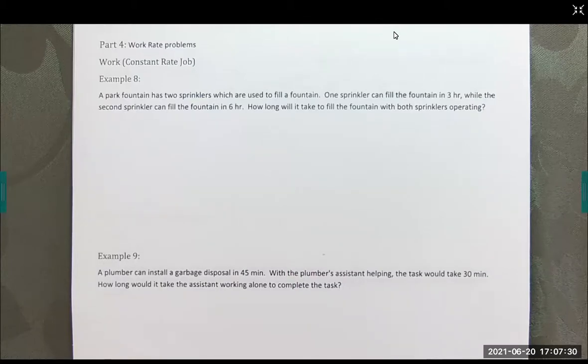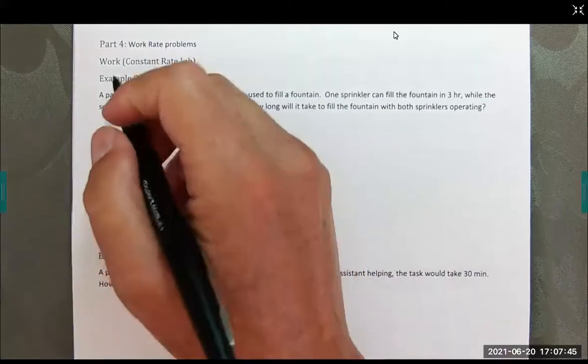So a park fountain has two sprinklers which are used to fill a fountain. One sprinkler can fill the fountain in 3 hours, while the second sprinkler can fill the fountain in 6 hours. How long will it take to fill the fountain with both sprinklers operating? So let's talk rates.